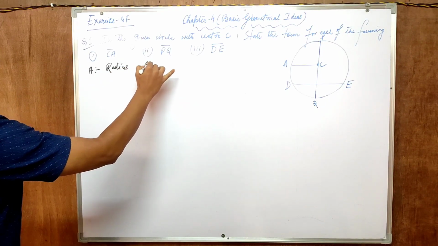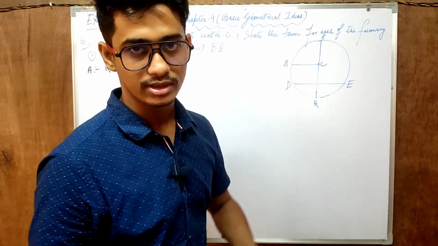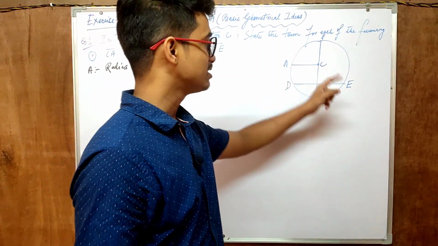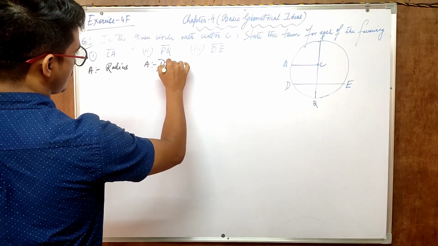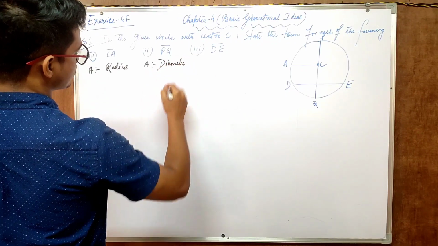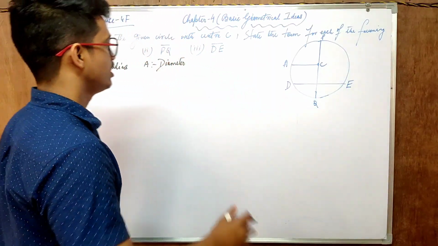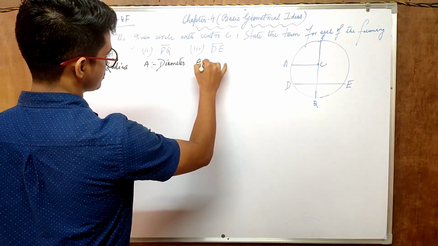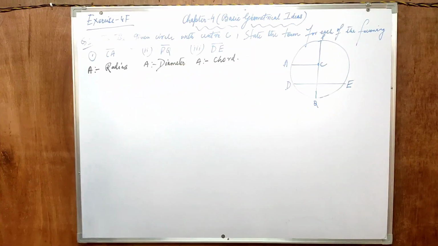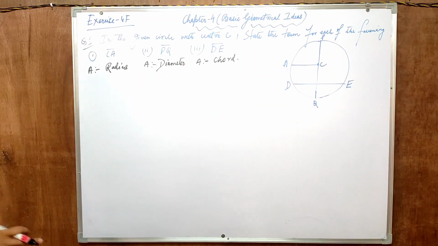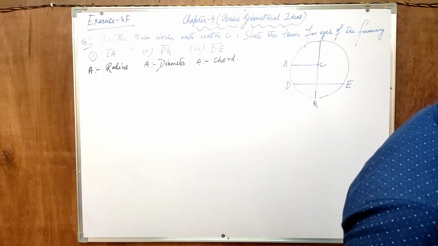After that, what is PQ? These 2 points are on the circle, and it also contains the center, so this is a diameter of the circle. After that, DE: D and E are two points on the circle and nothing else, so this is called a chord. And what is A over here? This A is the short form of answer, so don't get confused.